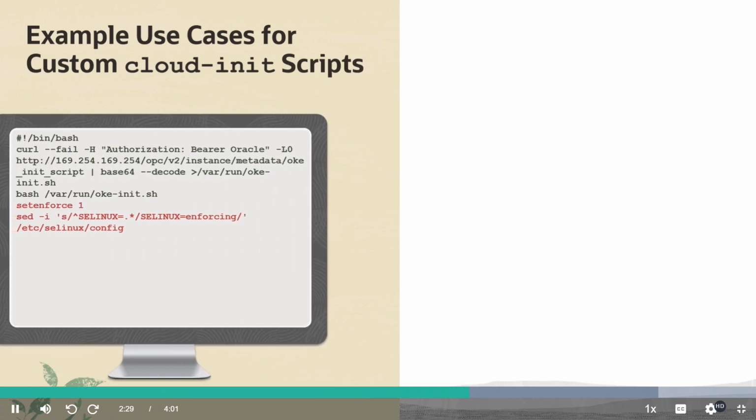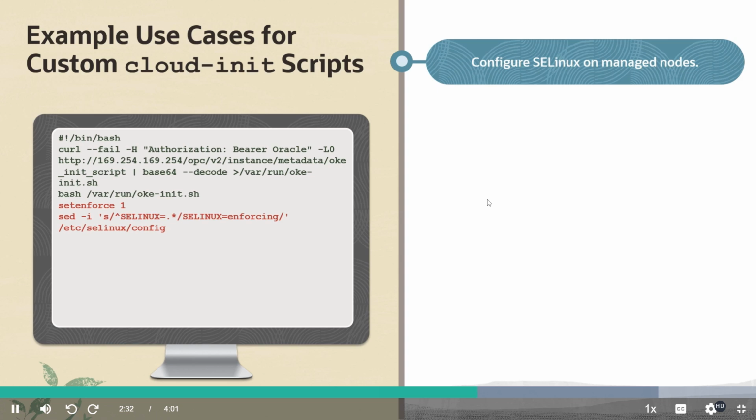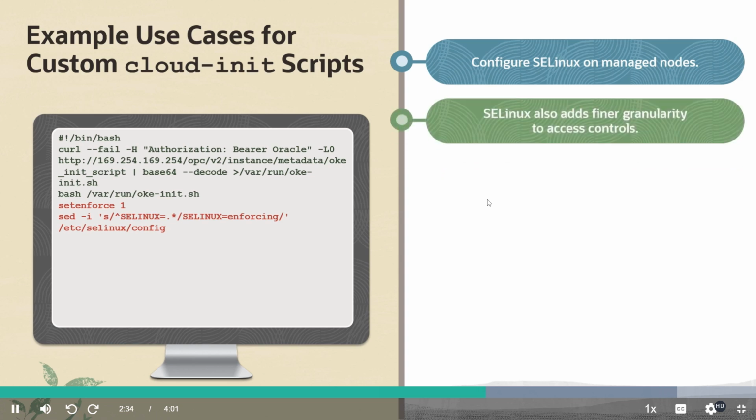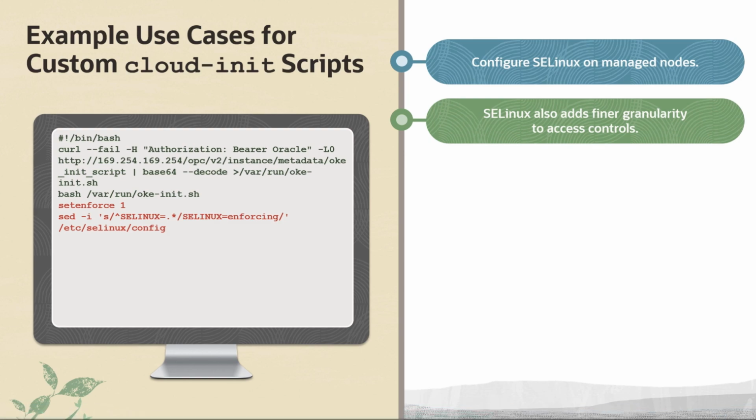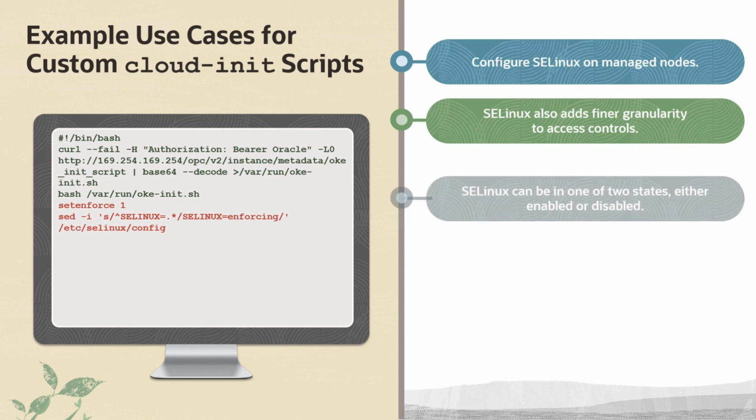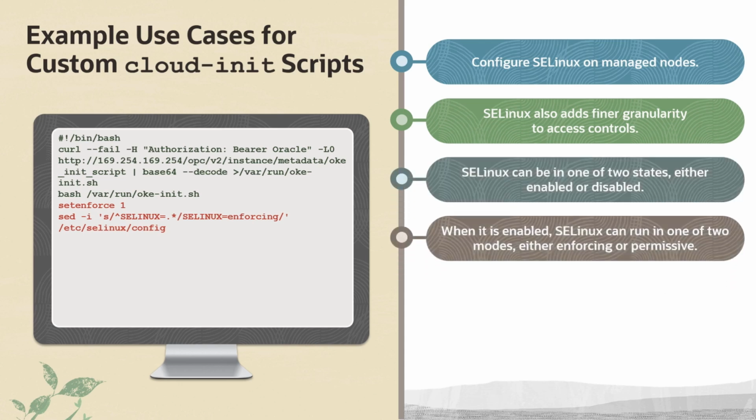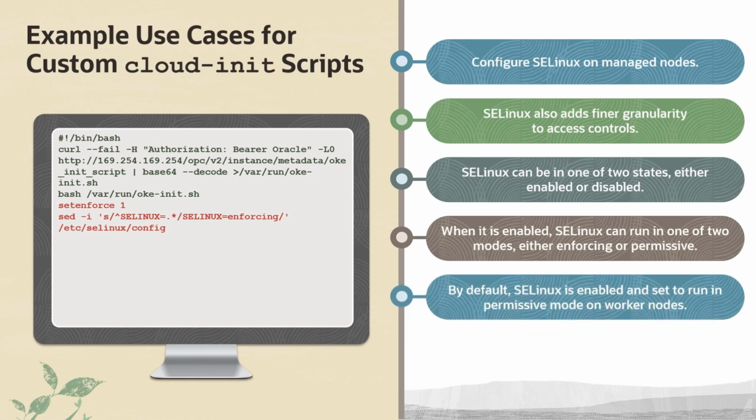In certain scenarios, custom cloud init scripts prove invaluable, especially when configuring Security-Enhanced Linux, also known as SE Linux, on managed nodes. SE Linux acts as a robust security enhancement for Linux, empowering administrators to define resource access rules. SE Linux operates in two states, enabled or disabled, and when enabled, it can run in enforcing or permissive modes. By default, worker nodes run SE Linux in permissive mode, logging events without enforcing access rules.